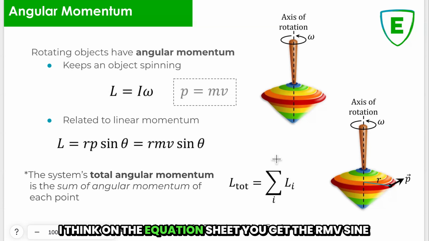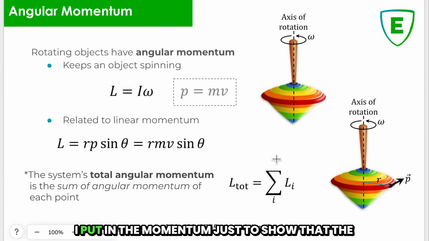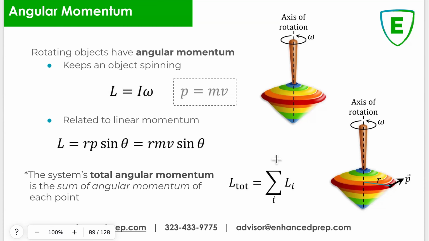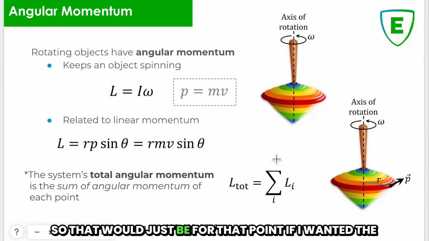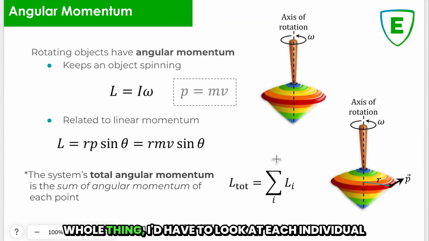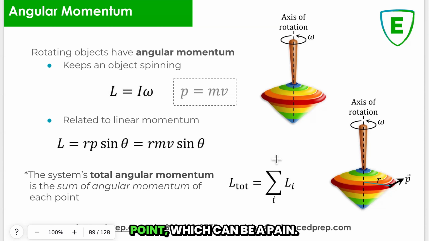I think on the equation sheet, you get the r m v sine theta. I put in the momentum just to show that the relationship is between linear momentum. Oh, and then total angular momentum is the sum of all those points. So that would just be for that point. If I wanted the whole thing, I'd have to look at each individual point, which can be a pain. You won't have to do that.